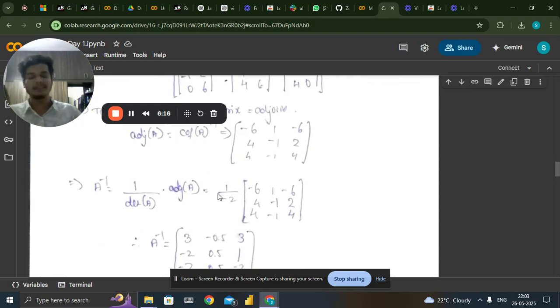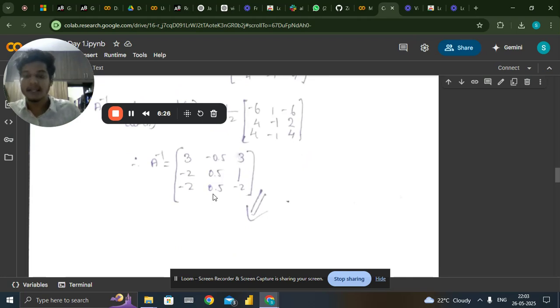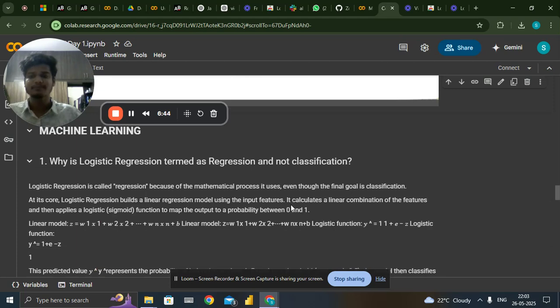Now we need to substitute in the given equation. We got the adjoint of A, we got the determinant of A, so we will distribute it in here, and finally we'll get the answer. A inverse is equal to 3, -0.5, 3, -2, 0.5, 1, -2, 0.5. This is the A inverse. If we multiply A into A inverse, we'll get the answer 1, 0, 0, 0, 1, 0, 0, 0, 1. This is the identity matrix. This is all about the second question.